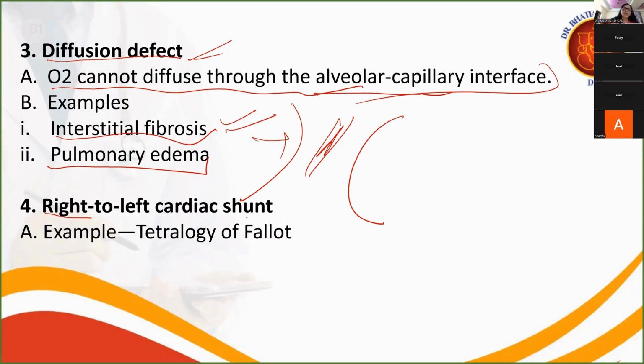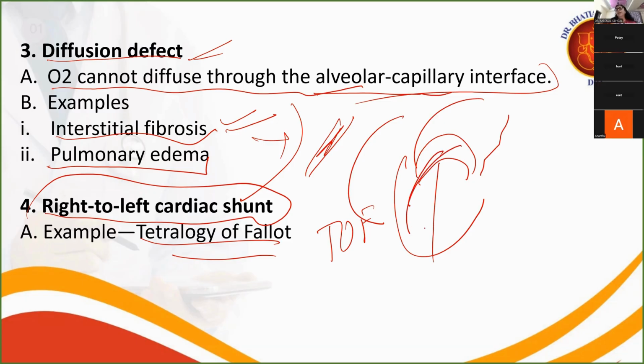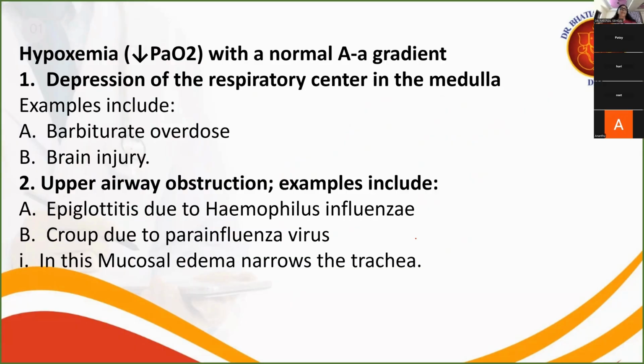Then there are right to left cardiac shunts. For example, TOF, tetralogy of Fallot, where there is overriding of the aorta. Because of this overriding of the aorta, there is blood shunting from the right side directly into the arterial blood. So there is a right to left cardiac shunt that is seen in TOF. All these cause high alveolar arteriolar gradient hypoxemia.